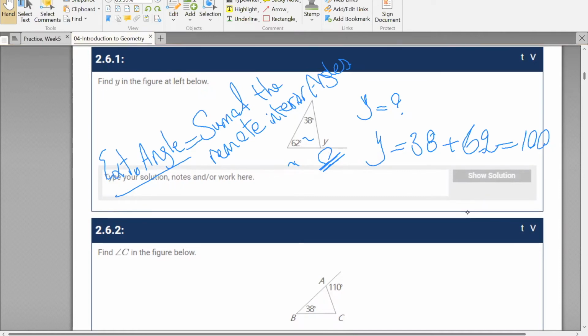Question 262. They are saying find angle C. It works on the same principle, but think about it. I'll give you some time. They're looking for angle C. Think about it and give me feedback. 110 minus 38. Very good. Thank you so much.